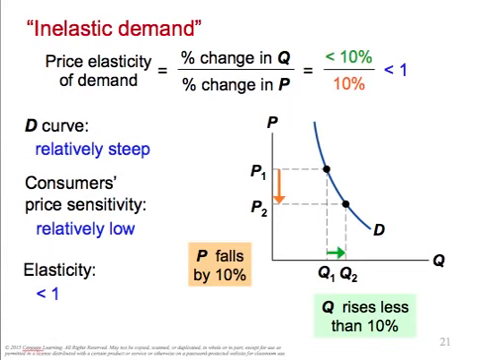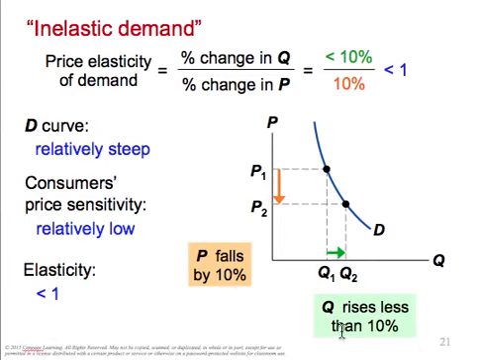So here's a fairly inelastic demand. We see a bit of a curve, demand curve, which is really more realistic in real life instead of the linear demand curve. The demand curve is relatively steep. The consumer's price sensitivity is relatively low. You can see the big change in price here didn't result in a huge change in quantity.